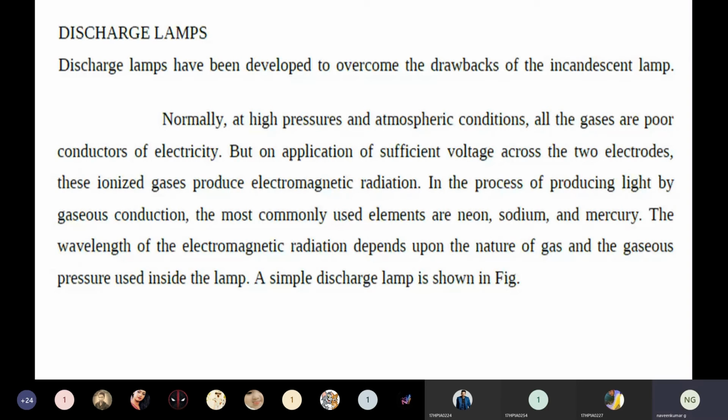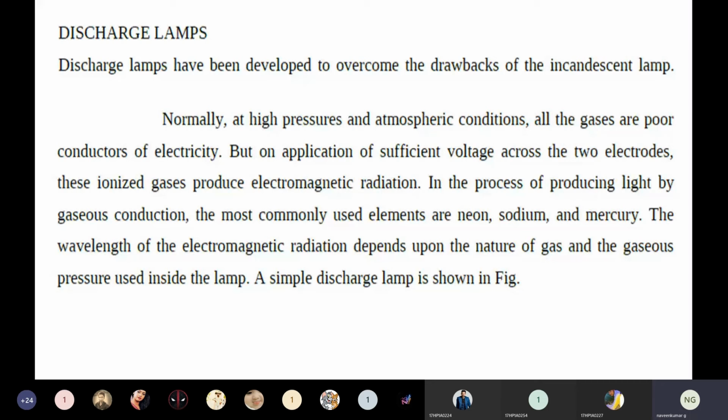Now, normally at high pressures and atmospheric conditions, all gases are poor conductors of electricity. But on application of sufficient voltage across the electrodes, these ionized gases produce electromagnetic radiation. In this process of producing light by gaseous conduction, the most commonly used elements are neon, sodium and mercury. The wavelength of electromagnetic radiation depends upon the nature of the gas and the gaseous pressure used inside that particular lamp.